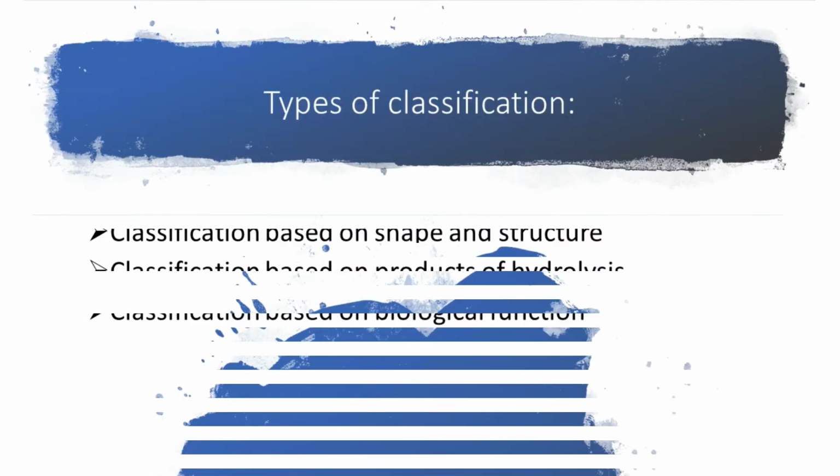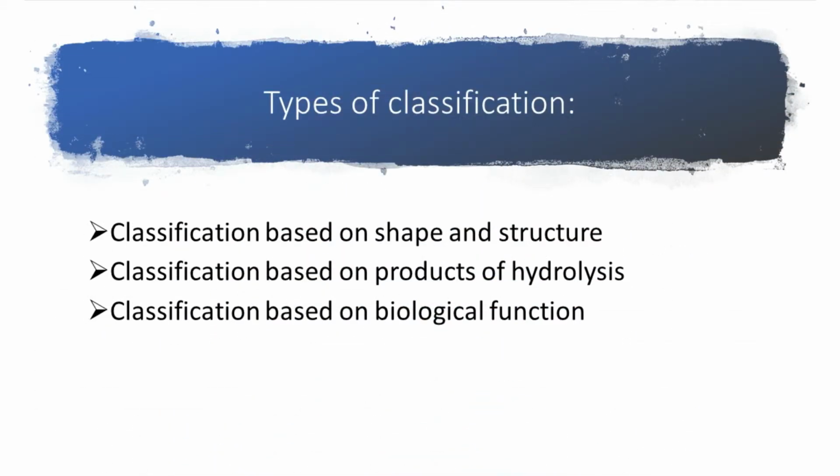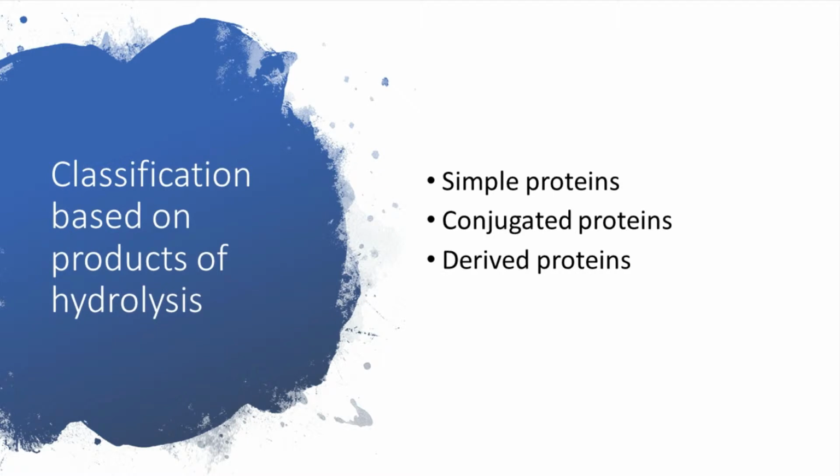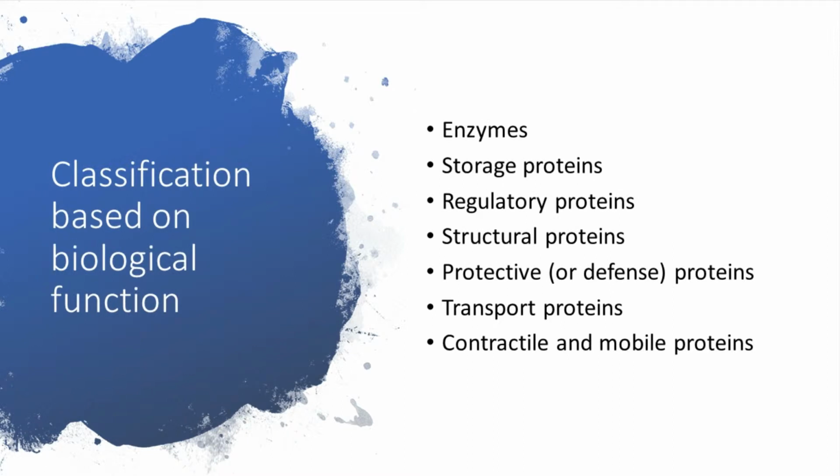Protein can be divided into three types of classification, which are classification based on shape and structure, classification based on products of hydrolysis, and classification based on biological function. Classification based on shape and structure are further categorized into two broad classes: globular protein, fibrous protein. Based on products of hydrolysis can be classified into three categories: simple proteins, conjugated proteins, derived proteins. Classification based on biological function are as follows.